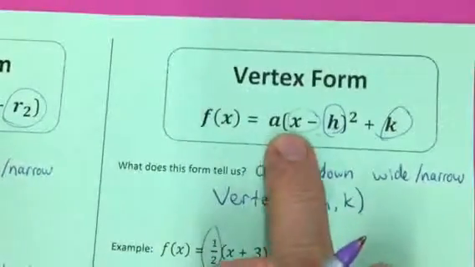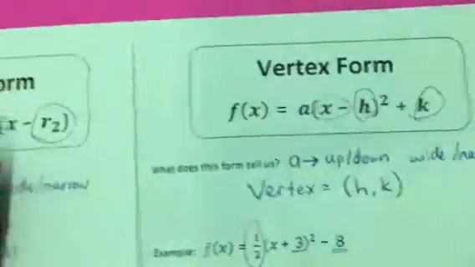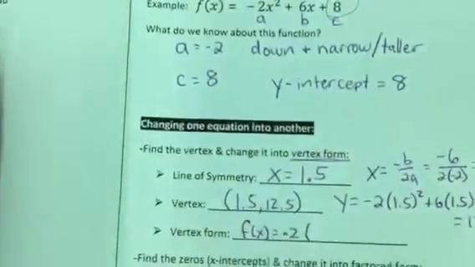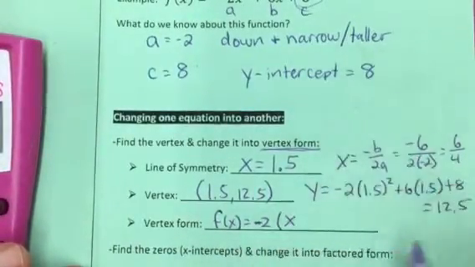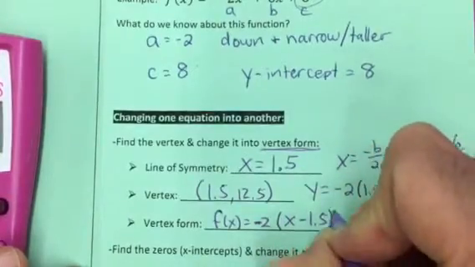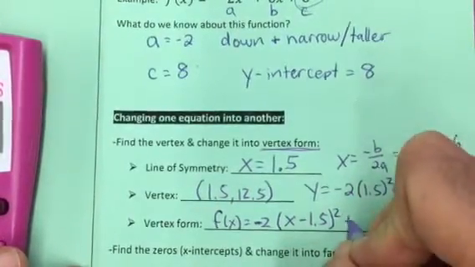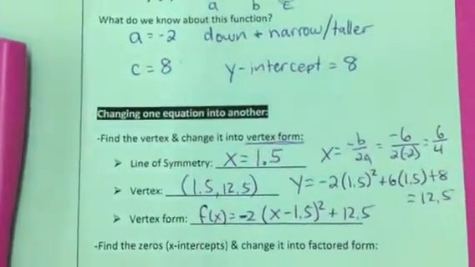Let's look at vertex form. X minus h squared plus k. Negative 2, X minus 1.5 squared plus k, 12.5. That's vertex form.